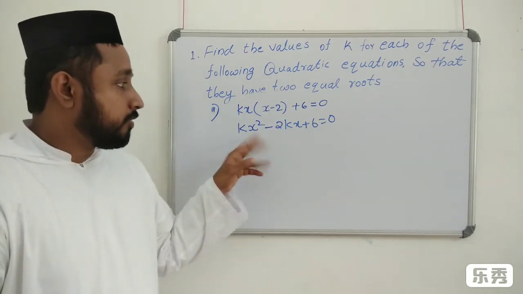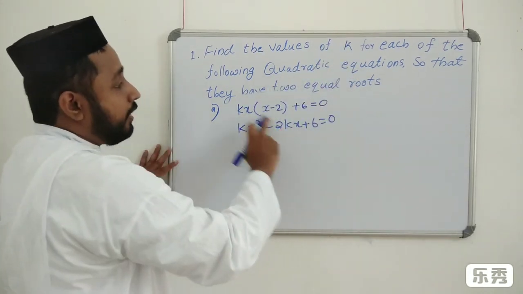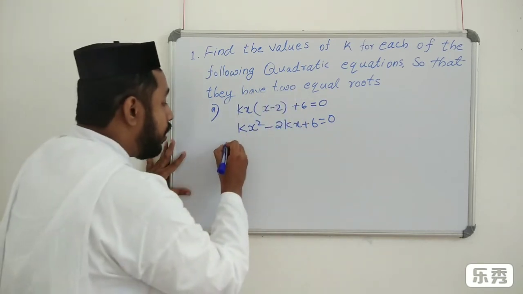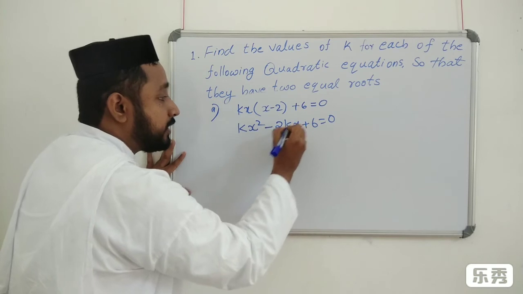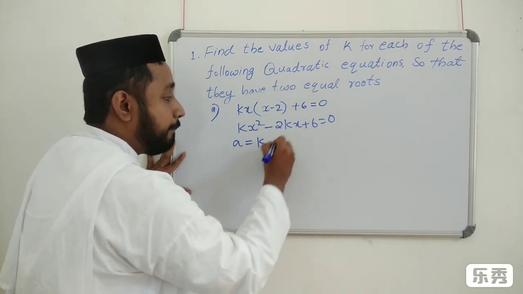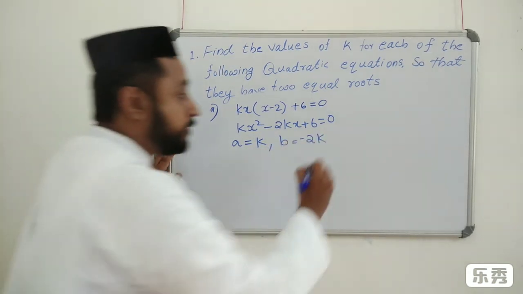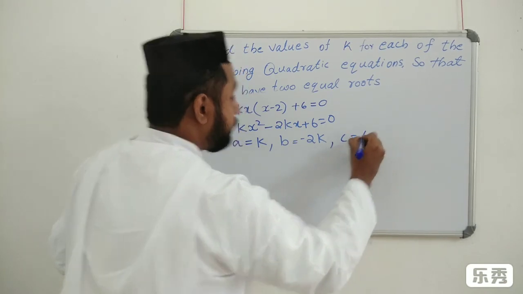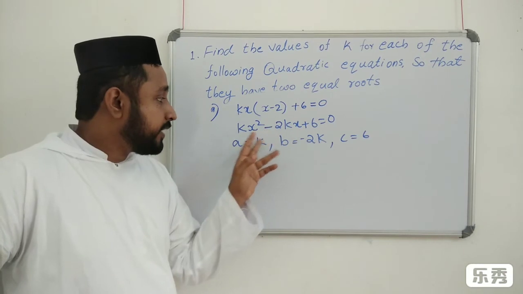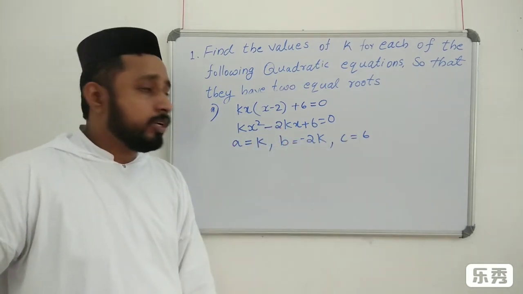This is a quadratic equation, so we are going to find the value of k. We have the condition that two equal roots are there. So when we compare this equation with the general equation, we get a is equal to k, b is equal to minus 2k, and c is equal to 6.